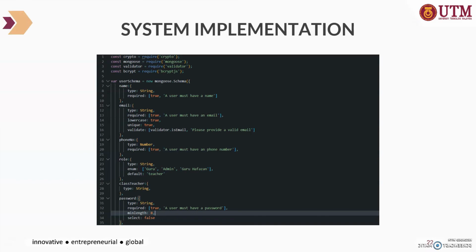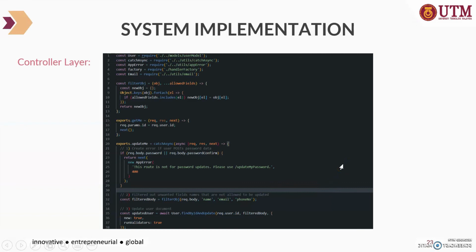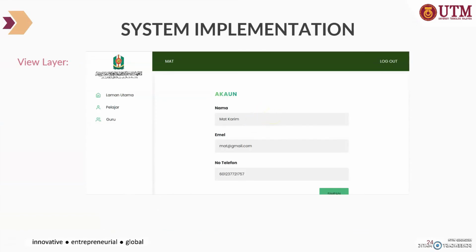Okay, then for the system implementation, as the system has been divided into three layers, which are model, view, and controller, the coding implementation has been done layer by layer. This is the model layer for the user. We declare all the data in this layer, which consists of name, email, phone number, role, class teacher, and also password. The next layer is the controller layer, which manages and handles the data from the model layer. And the last one is the view layer, which is the system interface.